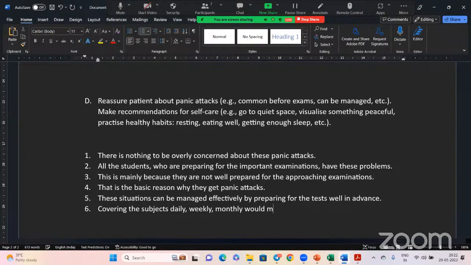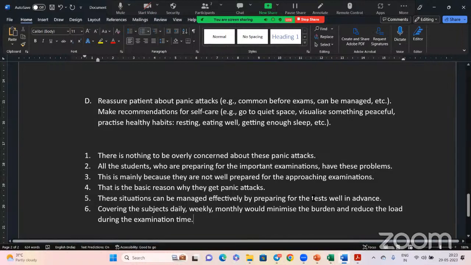Would minimize the burden and reduce the load during the examination time. Okay, right?